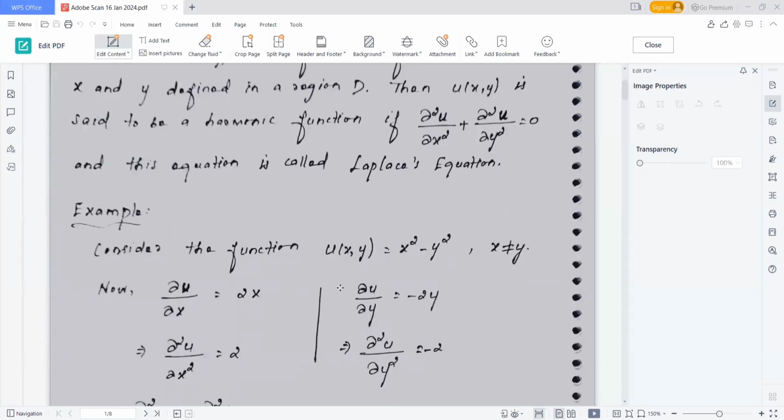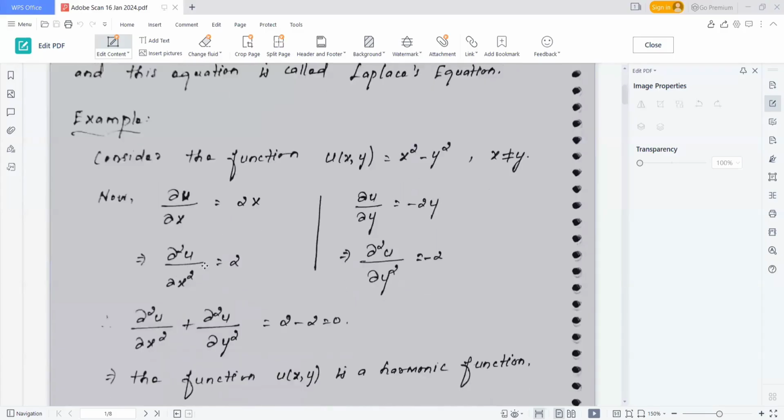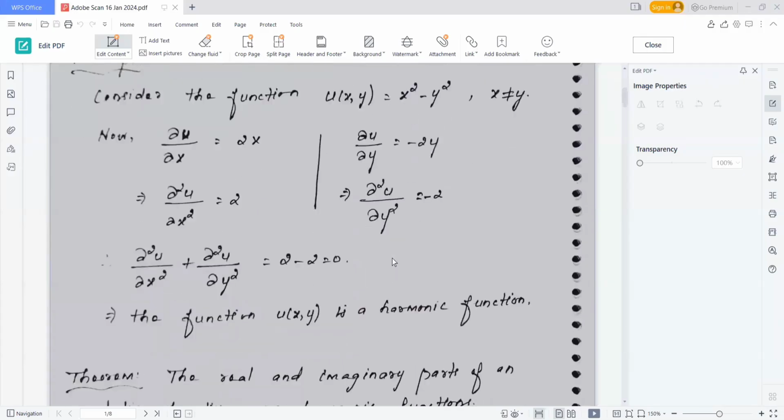Consider the function u(x, y) equal to x² minus y². We need to find u_x and u_xx as well as u_y and u_yy. First, ∂u/∂x is equal to 2x. Differentiating again with respect to x, we get 2. Similarly, ∂u/∂y is equal to minus 2y. Differentiating again, we get minus 2. So the sum ∂²u/∂x² plus ∂²u/∂y² becomes 0. Therefore we can say that the given function is a harmonic function.